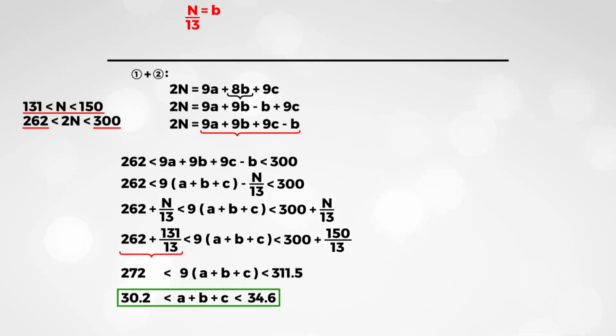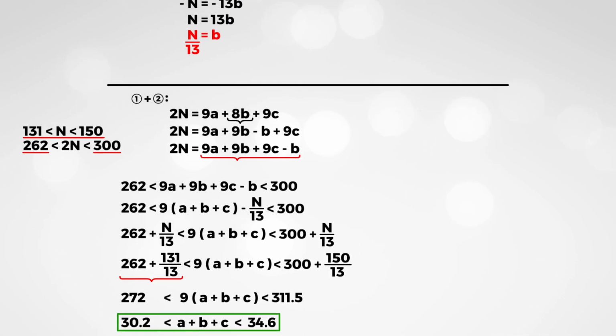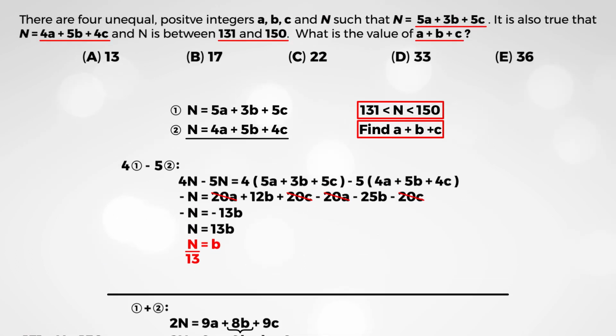Now let's look at the answer choices. Is there anything between 30.2 and 34.6? The only one is choice D, so that's the correct answer.